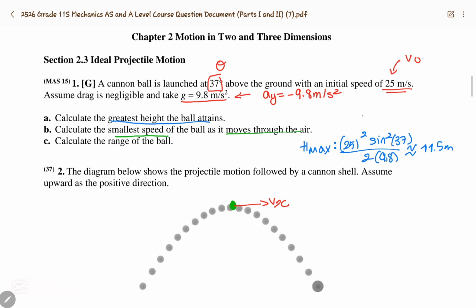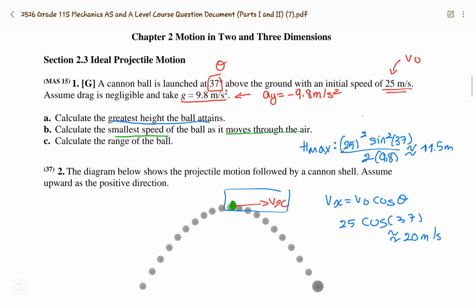Vy doesn't exist because it stops moving up, but it's still moving, for example, to the right. So Vy ceases to exist, but Vx continues existing. So the smallest speed would not be 0, pay attention, it would be the speed of Vx, and we know Vx is equal to V0 cosine theta. So what is it? It's 25 cosine 37, put it on your calculator. I got an approximate answer of 20 meters per second. So the smallest possible speed is 20 meters per second.